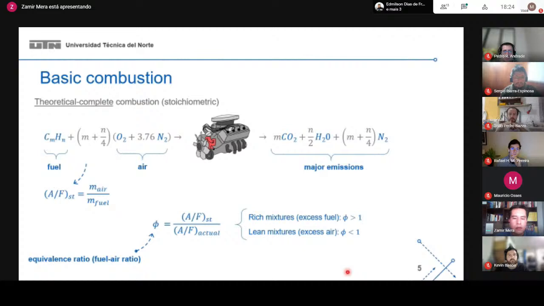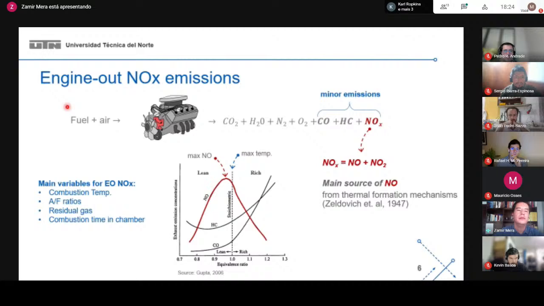Okay, well, what happens with NOx emissions? Engine-out NOx emissions, of course, are a product of the combustion in the engine, but this corresponds to minor emissions. The main source of NOx emission is nitrogen monoxide, and this is mainly explained by thermal formation.